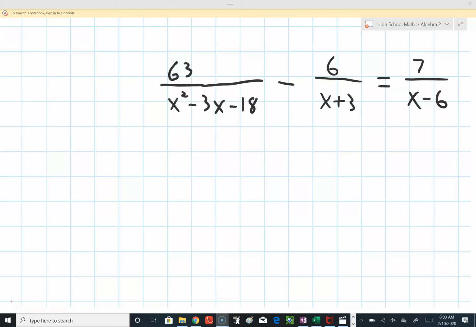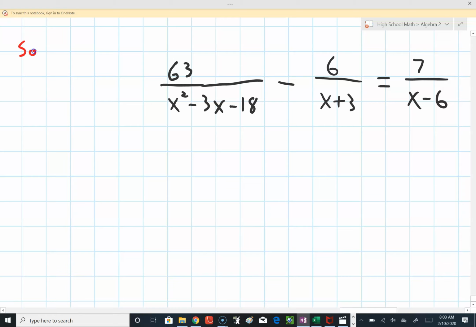Okay, so what we're dealing with is solving rational equations. This is a rational equation. When you think rational, think fraction, but specifically we have some kind of variables there in the denominator. I have a three-step process for this.